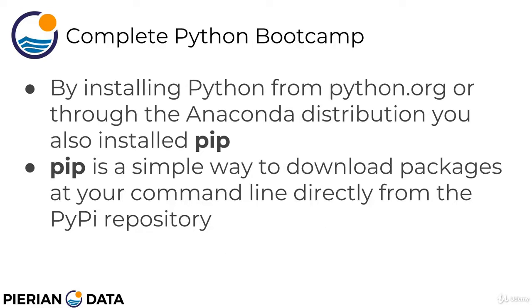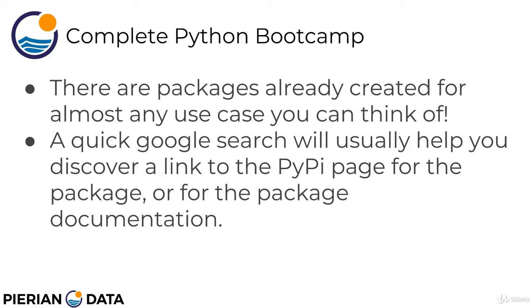By installing Python from python.org, or by installing the Anaconda distribution, as shown earlier in this course, you actually have already installed pip. And pip is a simple way to download packages at your command line directly from the PyPI repository. Now there are packages already created for almost any use case you can think of. Python is a hugely popular language and it's growing very quickly.